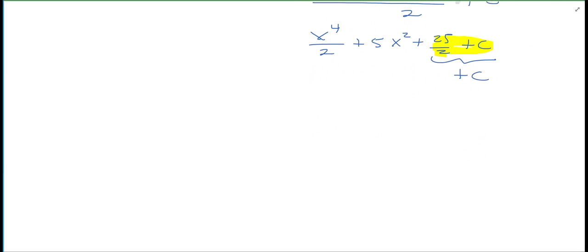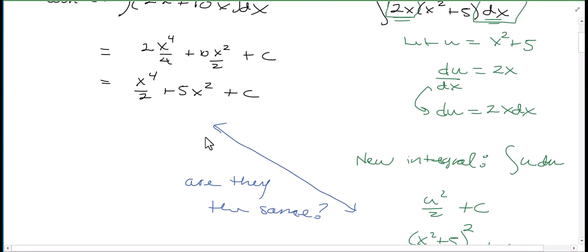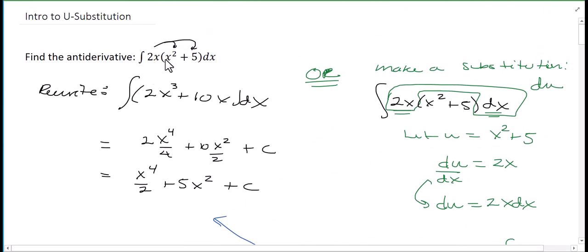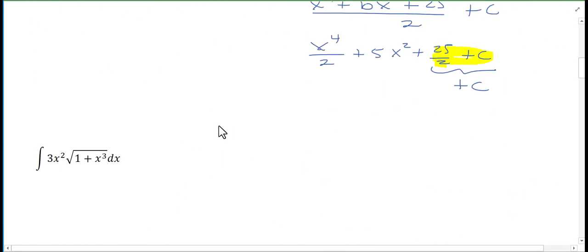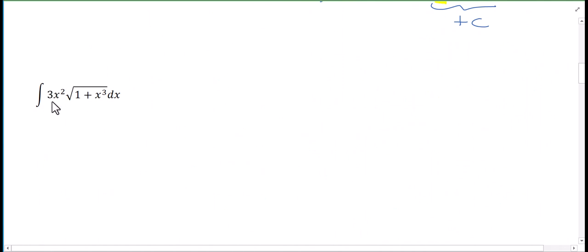Now with this next example, notice that I can't quite do the same thing that we were doing here. Here I have the 2x times x squared plus 5. I can just distribute it in, and then I can use the general power rule. But here, I can't distribute the 3x squared inside the radical. So how do I integrate this? Here I'm stuck. And so this is where the substitution really comes in handy.